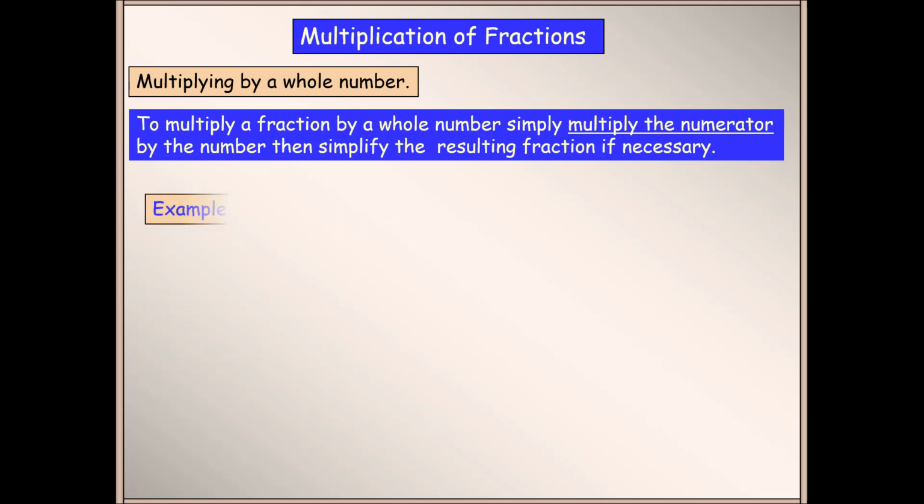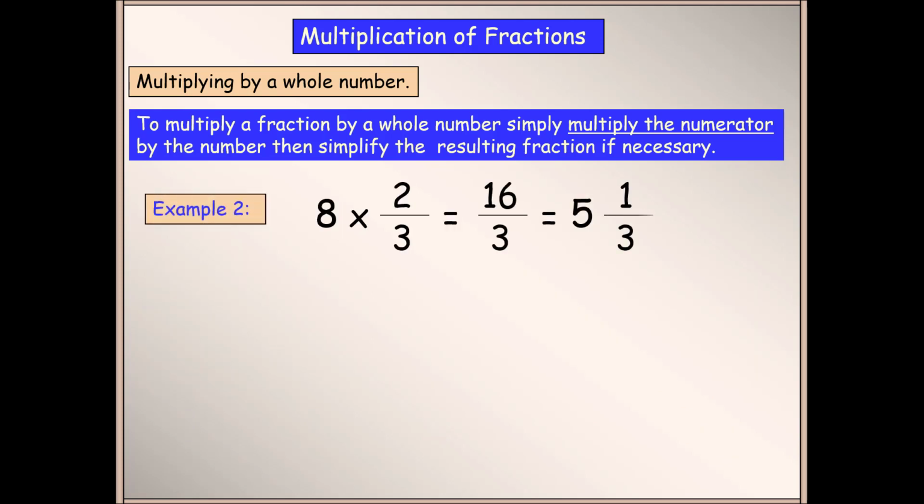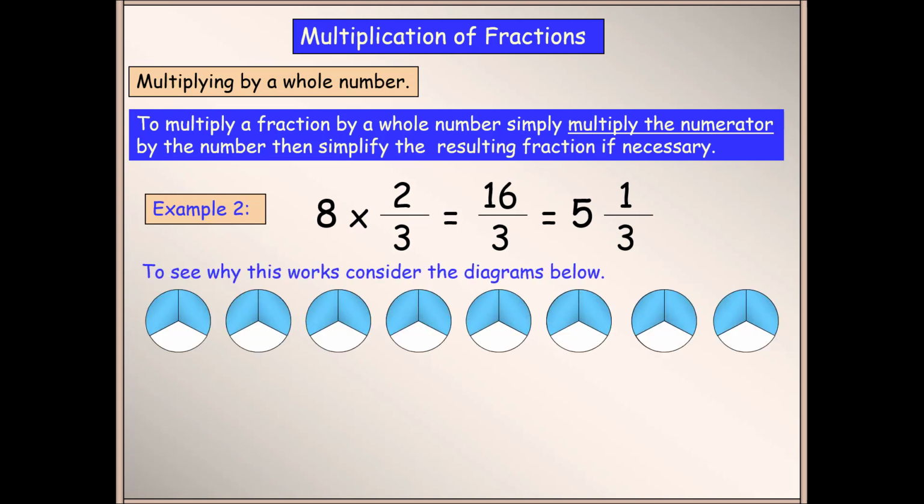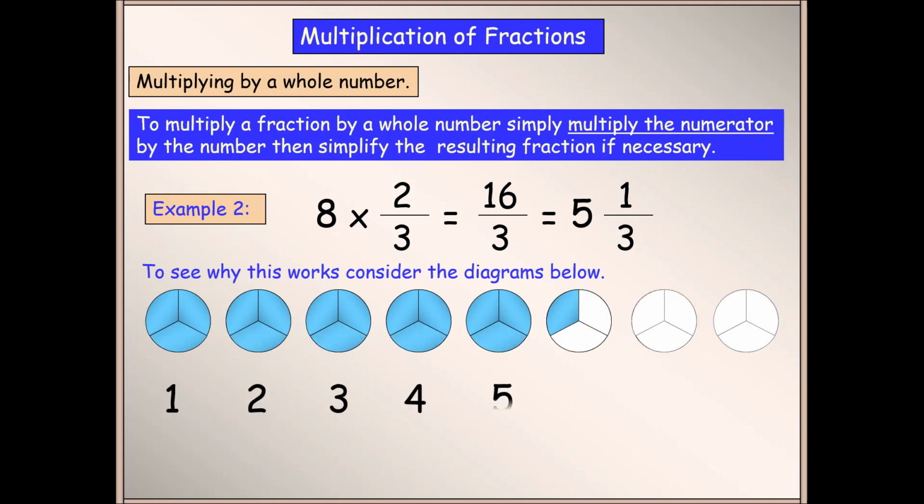Let's do another one. So 8 times 2/3 means 2/3 plus 2/3, 8 times. Let's try to make whole ones. So we'll take from the back, form a whole one, another one, another one, and another one. So we've got 5 and a third.